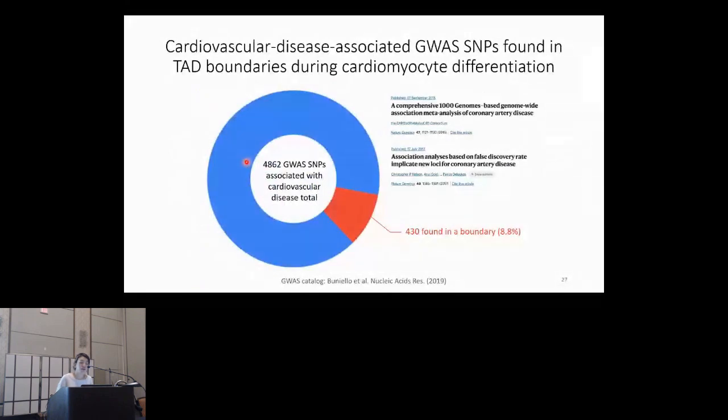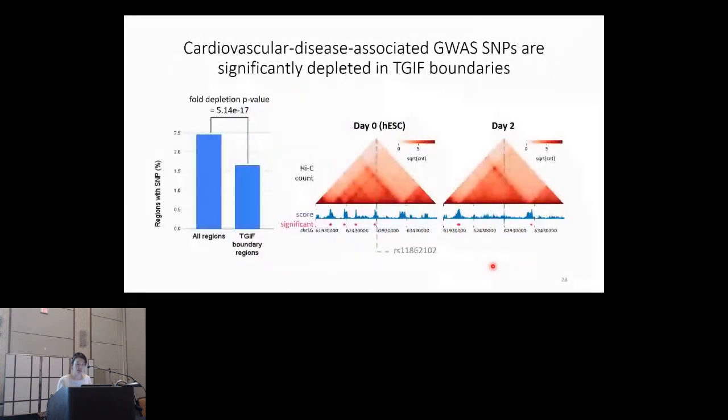Finally, we started to analyze disease-associated SNPs and their relationship with differential or shared boundaries that are identified by TGIF. So we looked at around 4,800 GWAS SNPs associated with cardiovascular disease in the GWAS catalog, and found that about 9% are found in a boundary in at least one of the time points during the cardiomyocyte differentiation. So these are TGIF boundaries.